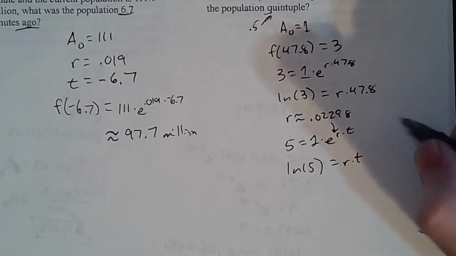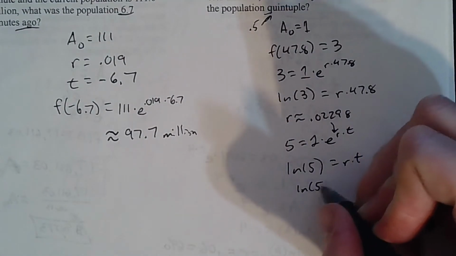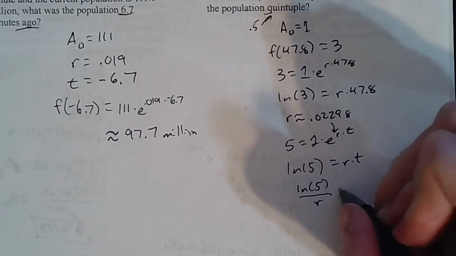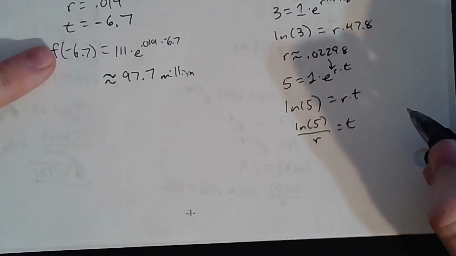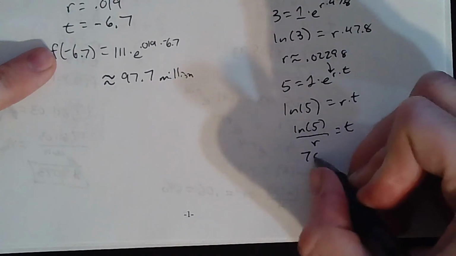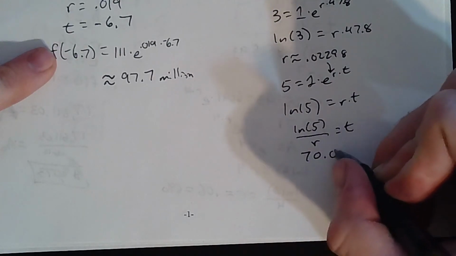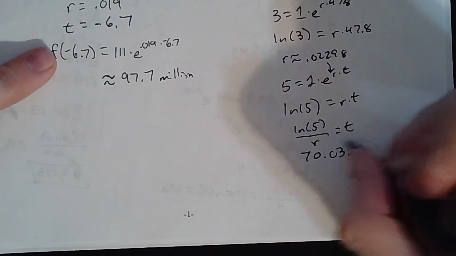Ln of 5 divided by that r will give us the answer. And again, I'm using the same r that we found in the previous part of the question. So ln of 5 divided by that r value, and if you do it correctly, it turns out that you get 70.03 minutes.